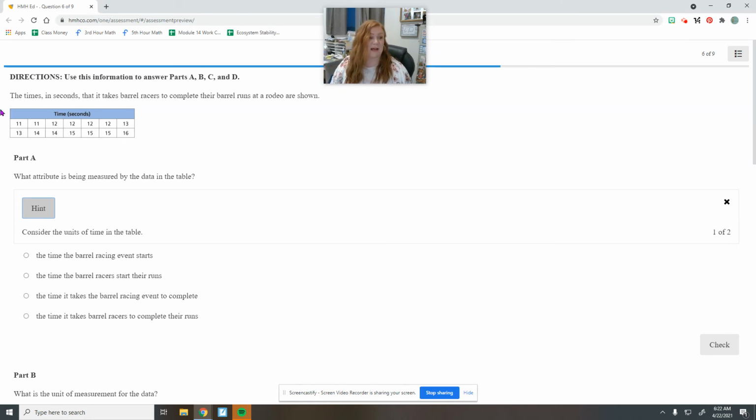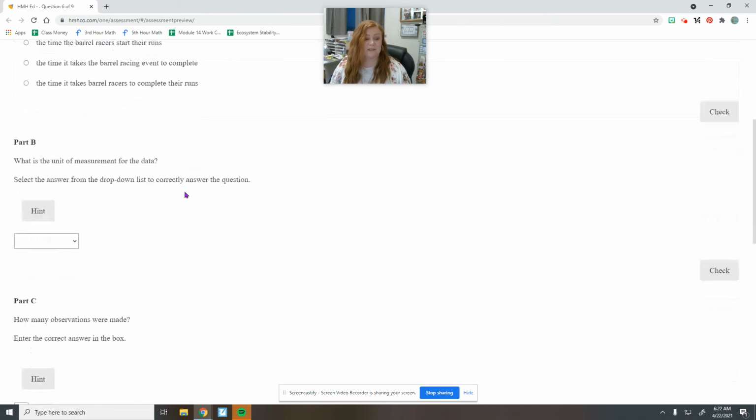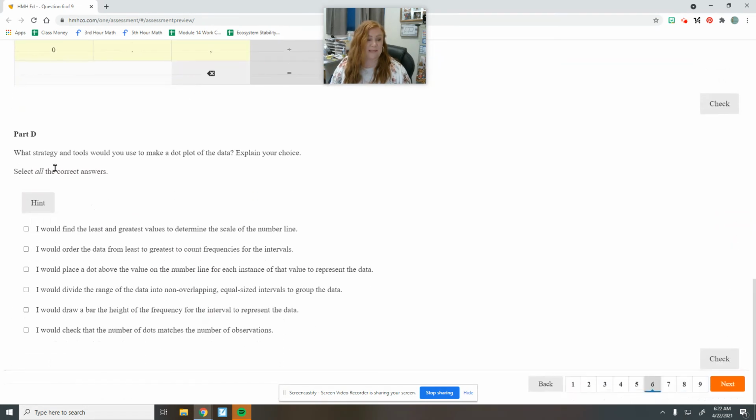So it looks like I'll have 2 dots above 11, 4 dots above 12, 2 dots above 13, 2 dots above 14, 3 dots above 15, and 1 above 16. So go ahead and read through, and select all the correct answers of things you would do to make a dot plot.